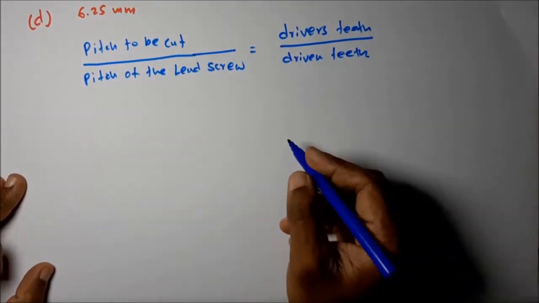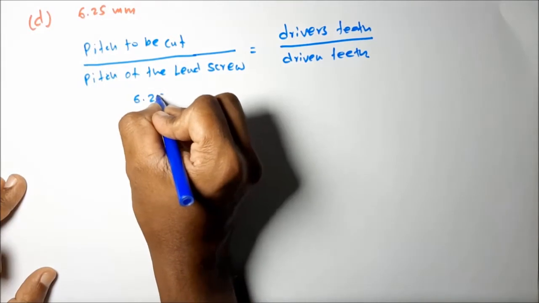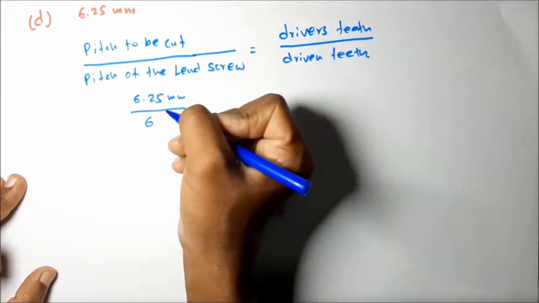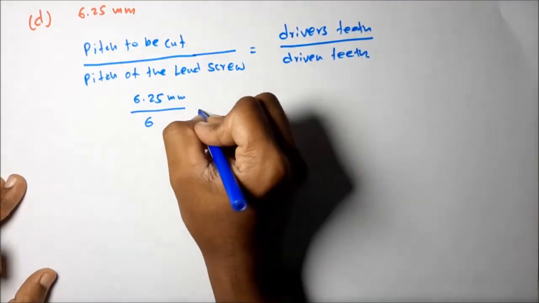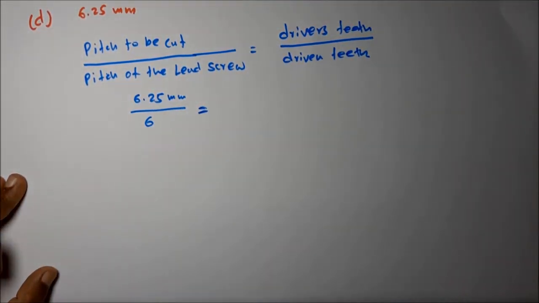Okay. Then in this situation, the pitch to be cut is equal to 6.25 millimeter. Then the pitch of the lead screw is equal to 6. Okay. Then if we multiply by 4, we can directly multiply by it 4. 6.25 into 6.